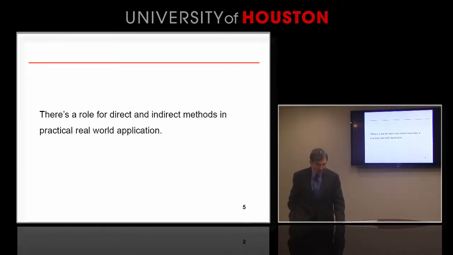There's a role for direct and indirect methods in practical real-world application, and we'll say a few words at the end of this talk. We're going to be focusing on the direct methods.